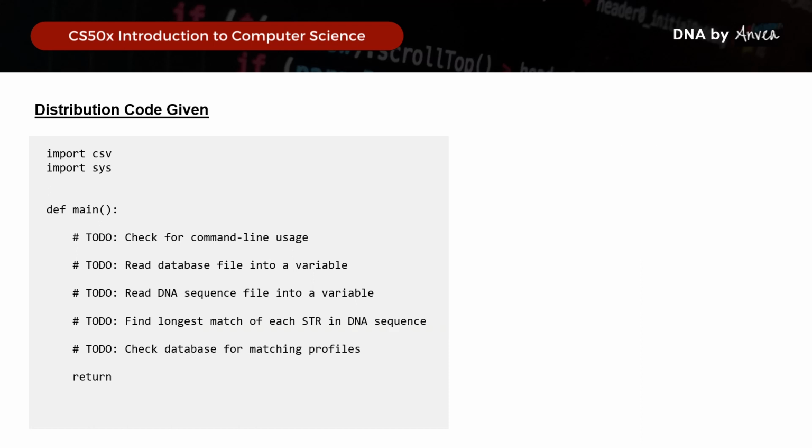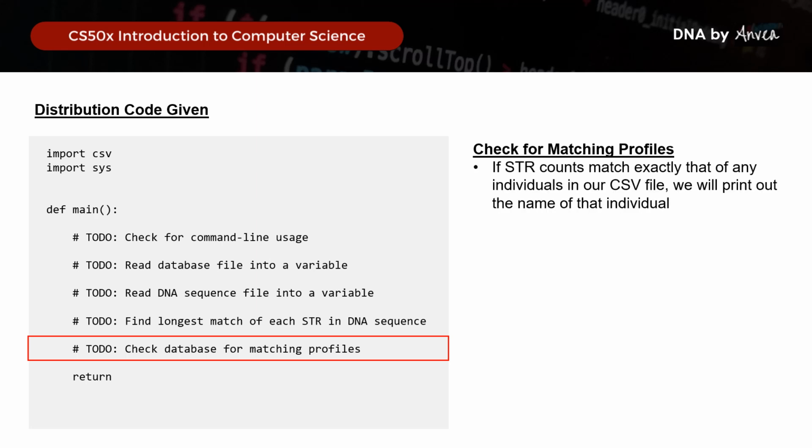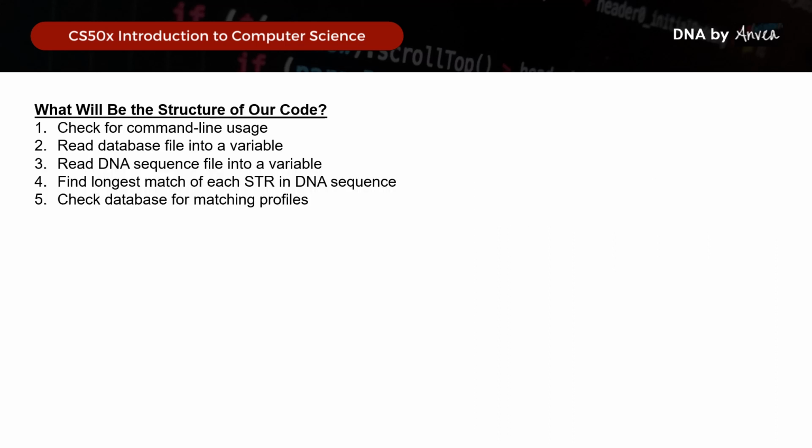So lastly, we need to check the database for matching profiles. Now that we know the longest run of consecutive repeats, we will compare this against the database of people that we have, and if there's an exact match to anyone in the file, we'll print the name of the individual. If there is no match, we will just print no match. So these are the 5 sections that we need to work on, and we will start with the first 3 sections first.